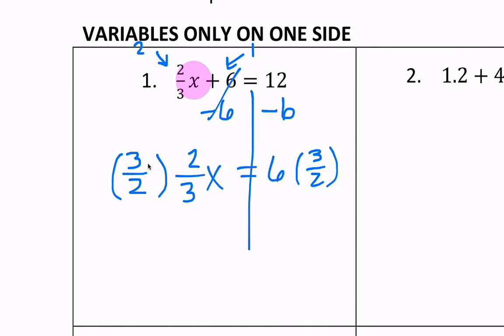I know a fraction and its reciprocal cancel because I have a 2 on top and a 2 on bottom, so those will cancel. A 3 on top cancels the 3 on bottom. So the only thing we have left is that x. The x drops down. And on the other side, we take 6 times 3/2, which is going to come out to give us 9.